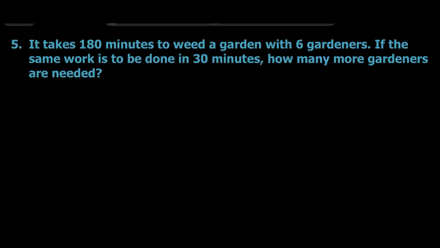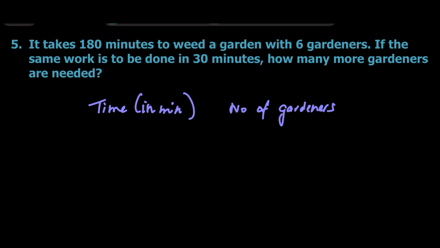Sum number 5. What is it that we need to find first? How many more gardeners? Okay, the number of gardeners has to come on the right side. And what is the other thing? Minutes. Okay, so time. Time you have to write in minutes over here. It takes 180 minutes to weed a garden with 6 gardeners. Okay, 180 minutes when there are 6 gardeners to work on the garden. If the same work is to be done in 30 minutes, how many more gardeners are needed?